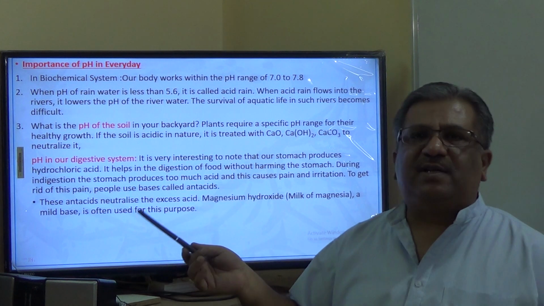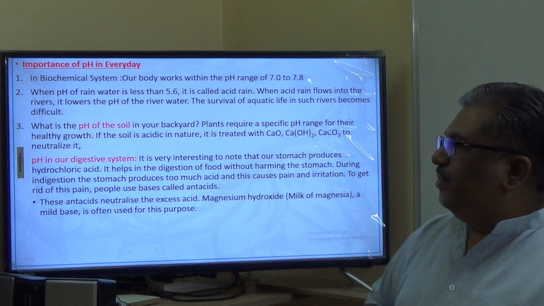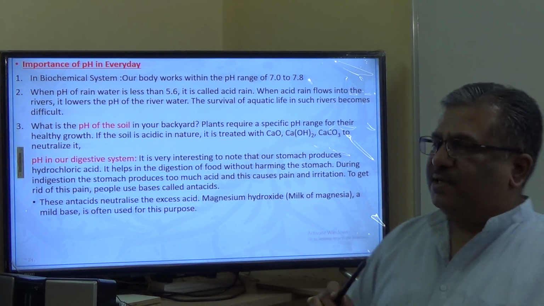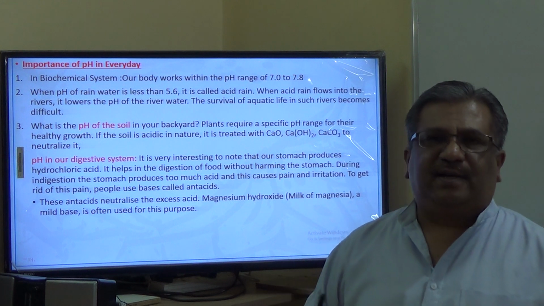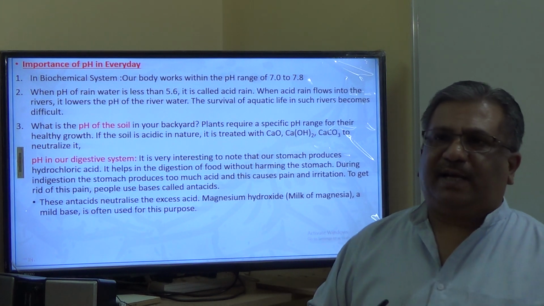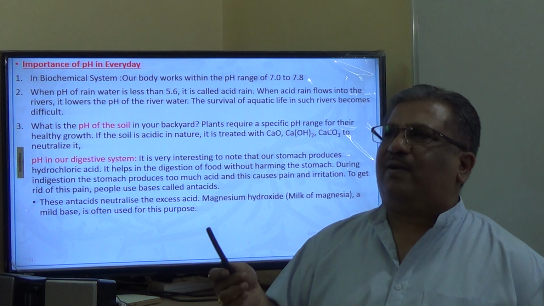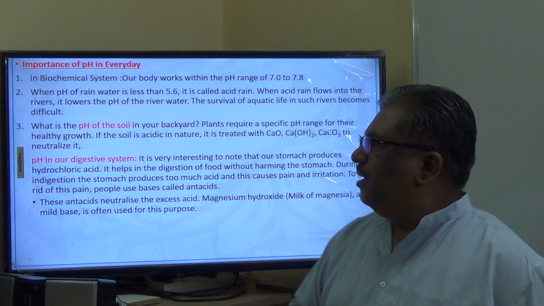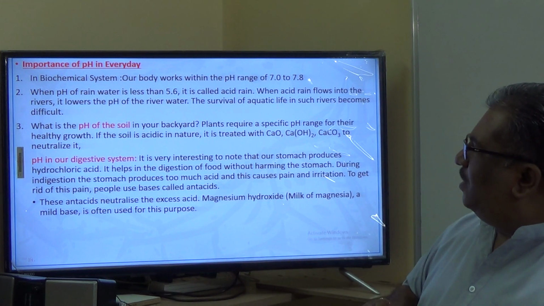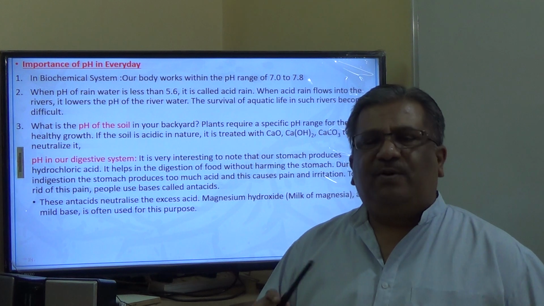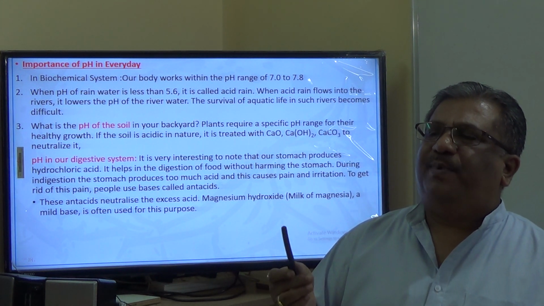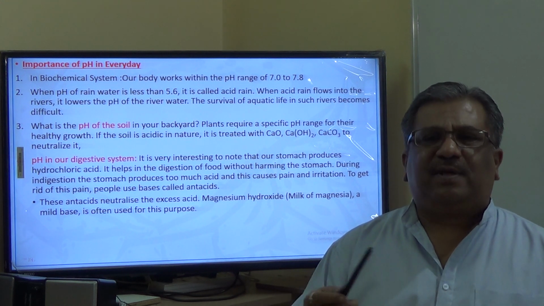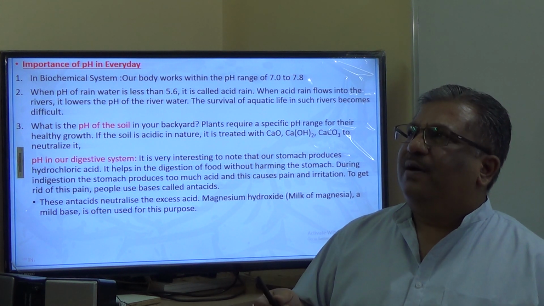And there is an activity listed which you can look at also: pH in our digestive system. See, our stomach releases hydrochloric acid. The gastric juice contains hydrochloric acid, the pH of which will be something around 1.1 to 2.1, which is highly acidic in nature, isn't it? And due to indigestion, sometimes, if the acidity increases, we find something like a pain, an irritation.